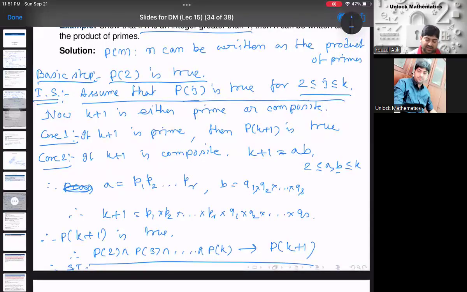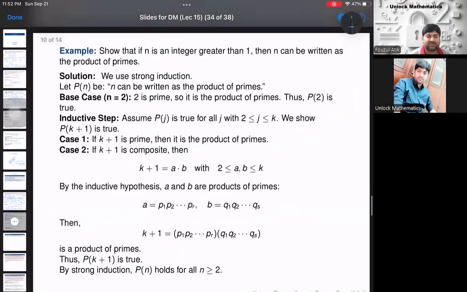Now you see that in this case, the principle of ordinary induction will not work, right? You have to use the principle of strong induction. Otherwise, you cannot say that both of them can be written as a product of primes. If it is only true for k, you cannot prove this one, but with up to k all true, you can. So this is the use of the principle of strong induction. So look at this. This is the formal proof where everything is written explicitly. You can look into this one as well.